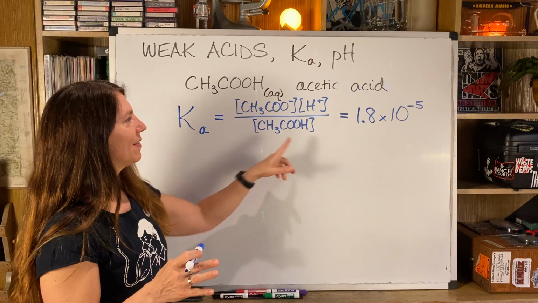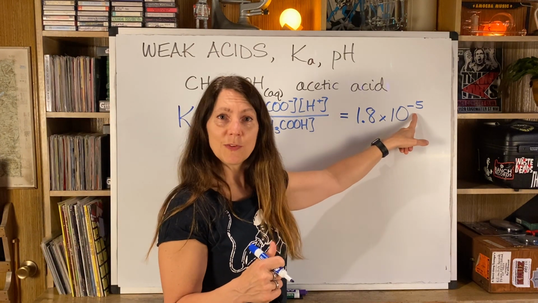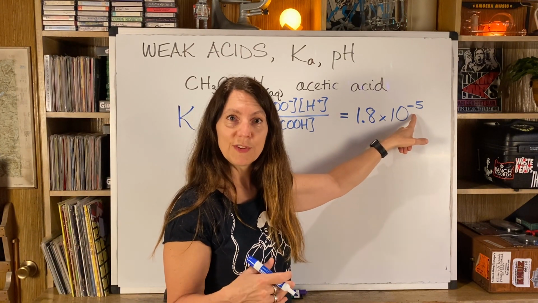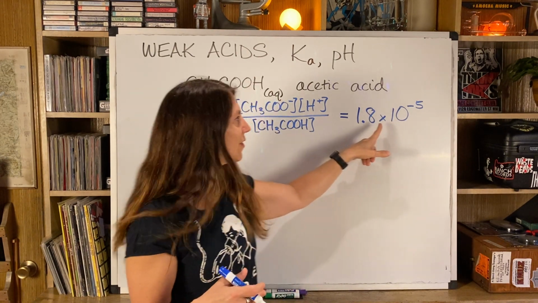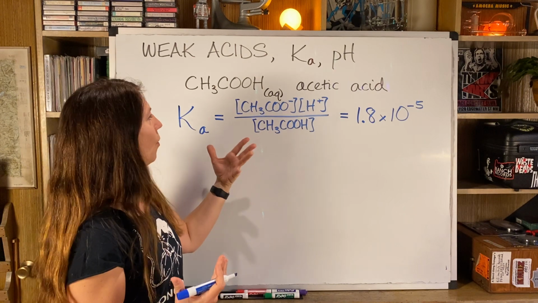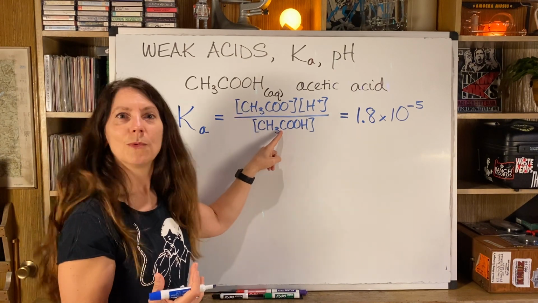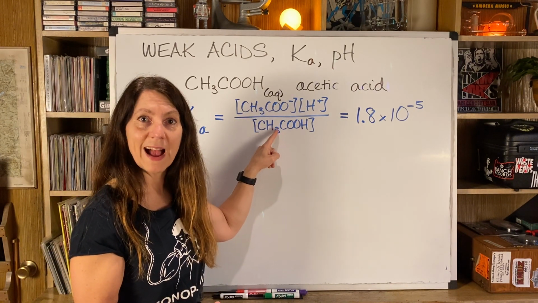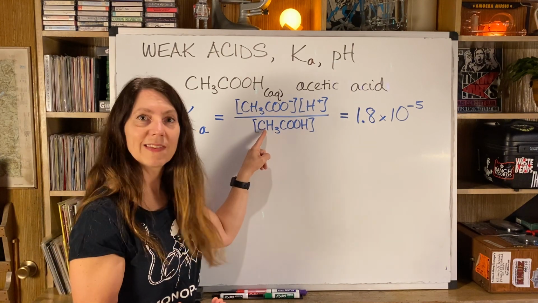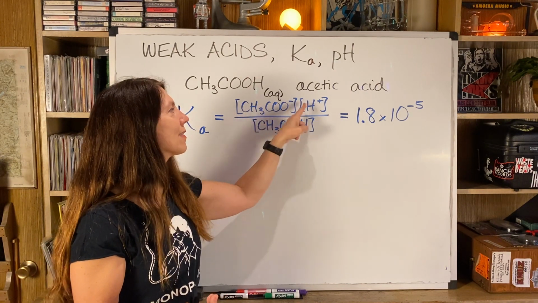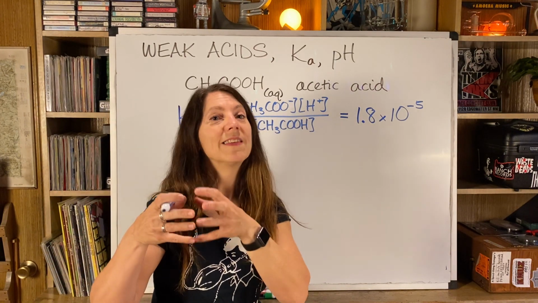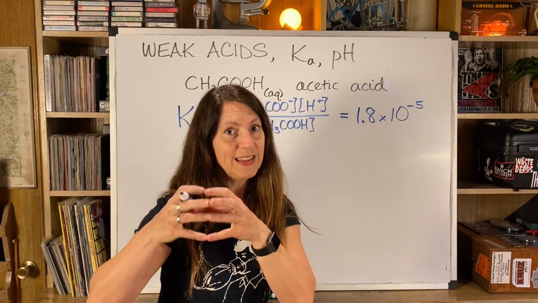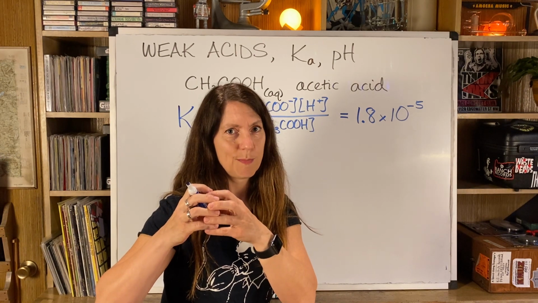One thing we can say is this is a pretty small number, relatively speaking, and it is less than 1. A small number, less than 1, is telling us we have more reactants, the acetic acid, than we have products, or ions. There is some good information telling us, yes, indeed, that acetic acid molecule is staying together for the most part.